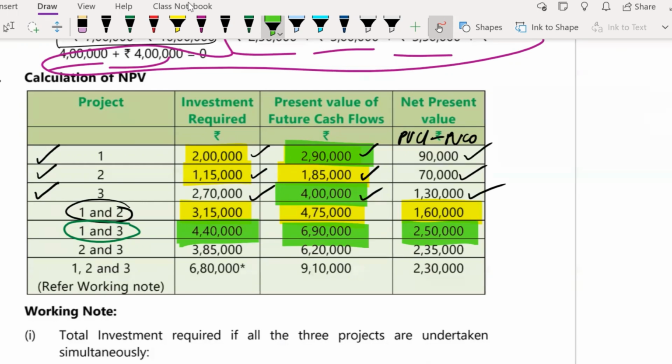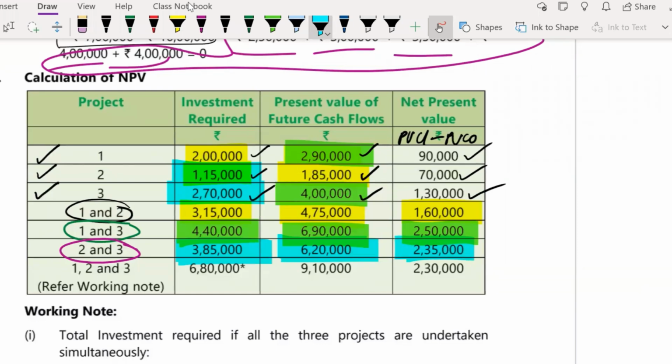Yes, sorry. So the NPV will be 6,90,000 minus 4,40,000, 2,50,000. Then the next case we take up is project 2 and 3. Here you will have a benefit in case of cash inflow. Your cash inflow will be 6,20,000. Okay, that they told in the question itself. Here there is no benefit in the case of investments. You have to make the cash outflow directly only. So it will be 1,15,000 plus 2,70,000, which is 3,85,000. So then your NPV will be 2,35,000.